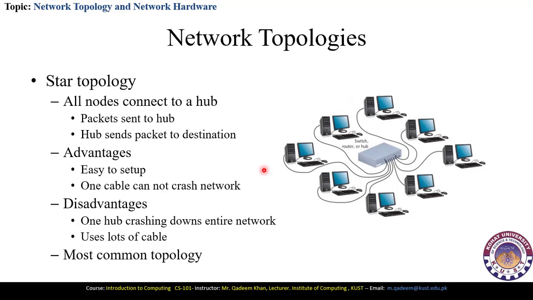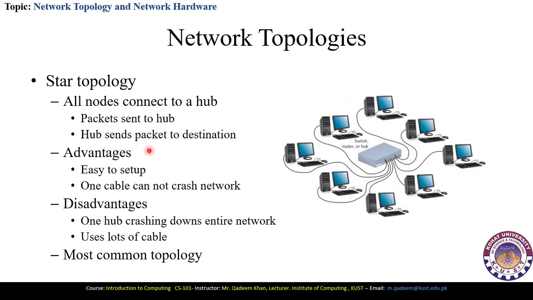This topology is in the form of a star, where different computers, nodes, or other hardware are connected through a hub, like a star, to other computers. So a packet is sent to the hub. For example, first this computer wants to communicate with this one. First the packet will be sent here, then the packet will be sent here according to the destination. So the hub sends packets to the destination, and the packet contains the data.